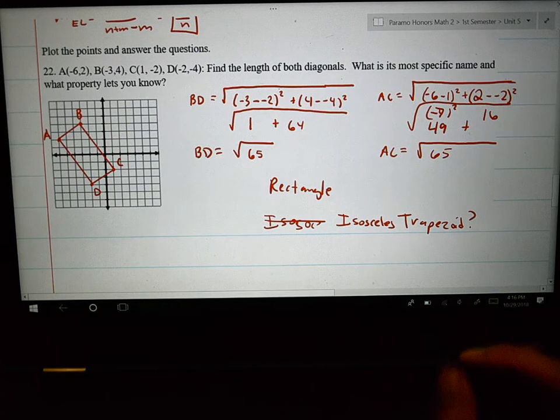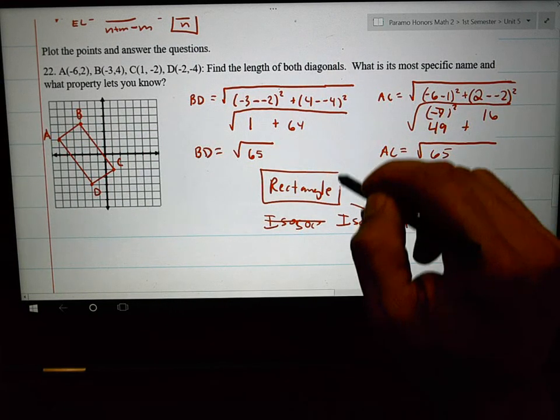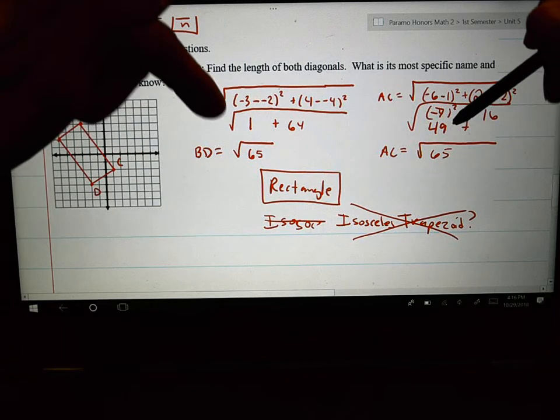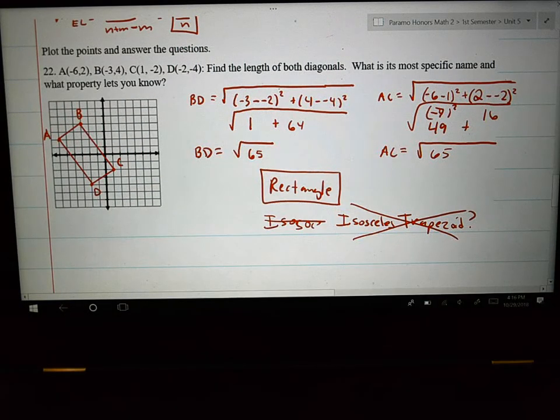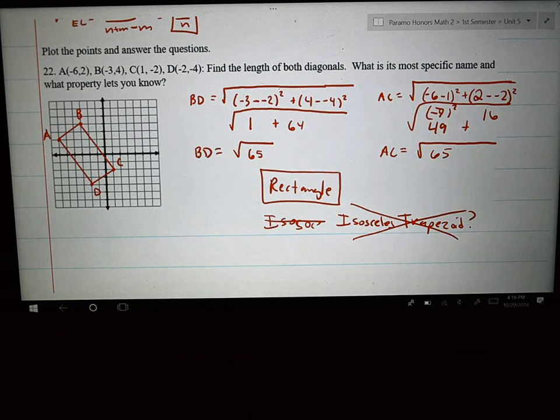Is it an isosceles trapezoid? No, it must be a rectangle because its diagonals are congruent and its opposite sides are parallel. I just had to double check that it wasn't this one as well. That's where I'm going to stop your notes.